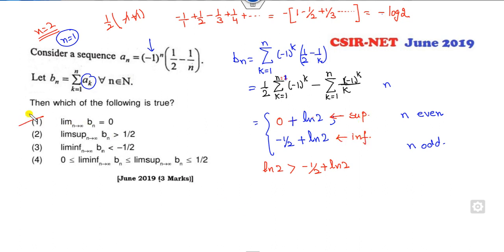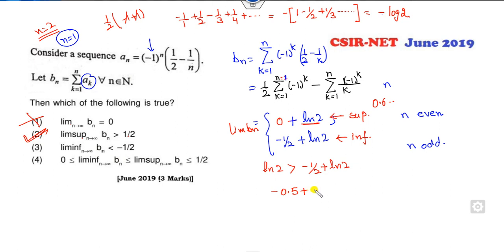Now look at that. First case is the limit of this. As I take the limit of Bn, it is again the same value. He said 0 is a wrong option. Limit supremum of Bn. So this is my supremum. Supremum is my ln 2, which is 0.6 something. Okay, but 0.6 something is greater than half is the correct option.